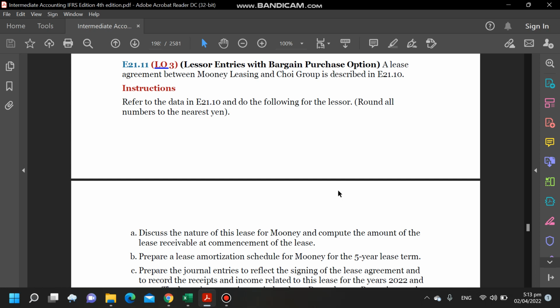The next question is E21.11. A lease agreement between Moni Leasing and Choi Group is described in E21.10. So the instructions refer to the data in E21.10 and do the following for the lessor. Round all numbers to the nearest yen.